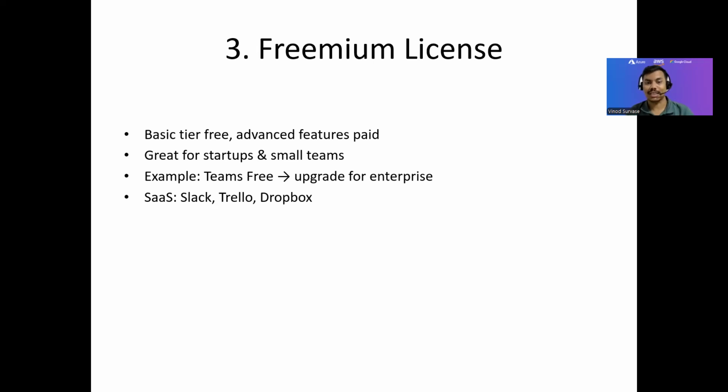And similarly, SaaS tools or applications like Slack, Trello, and Dropbox also have a particular period of free license capacity, maybe 30 days or 15 days, that can be used if we just want to sign up for a trial and see how it works. And based on that, we can decide. So that's the premium licensing.